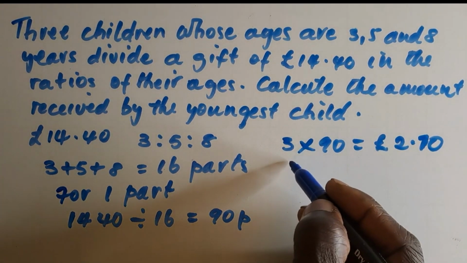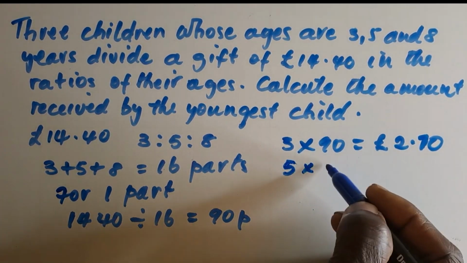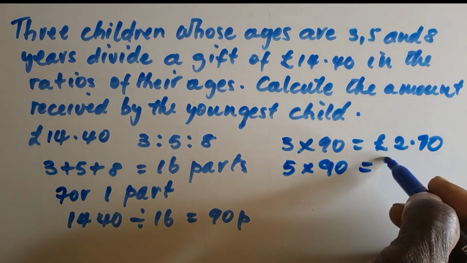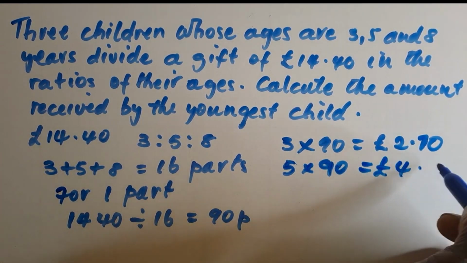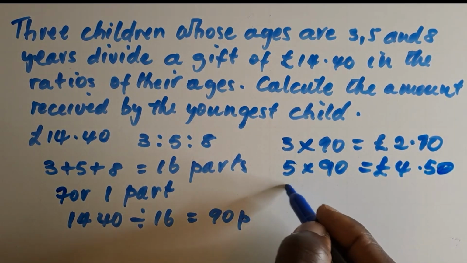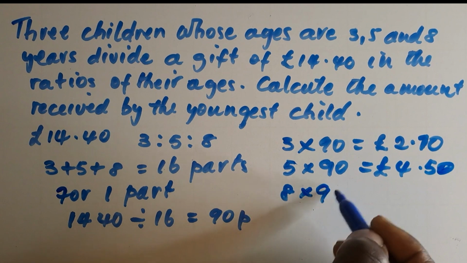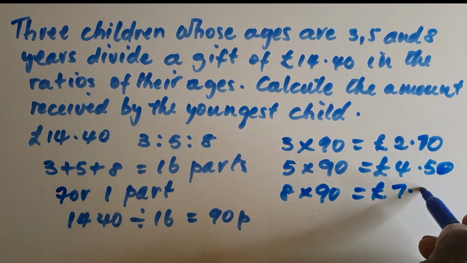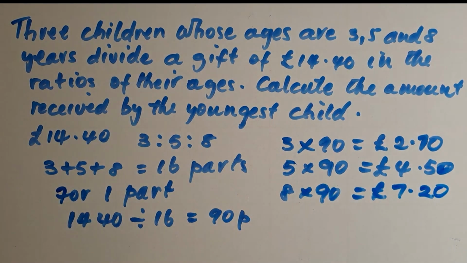So we'll continue. So for 5 parts, we have 90 times 5, which is £4.50. And then lastly, for 8 parts, 8 times 90, which is £7.20. And a way of checking this is to sum these parts.